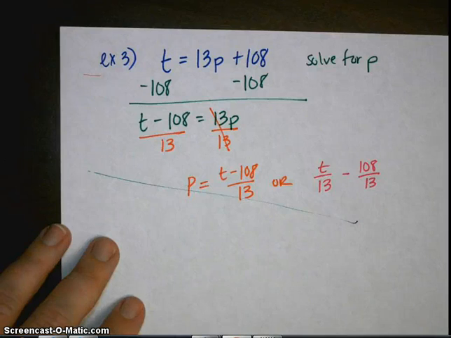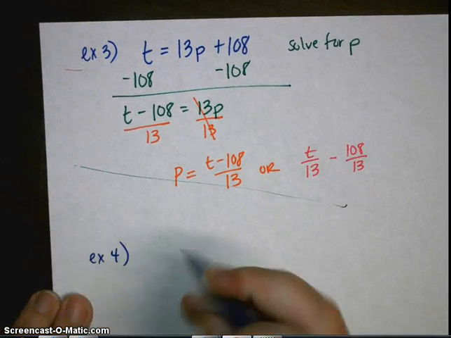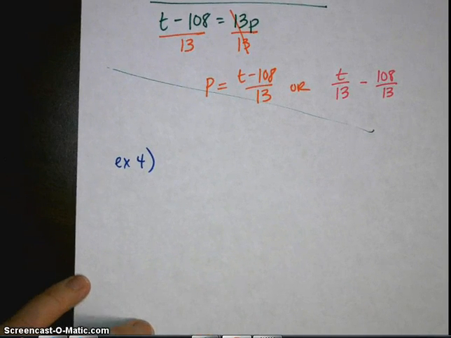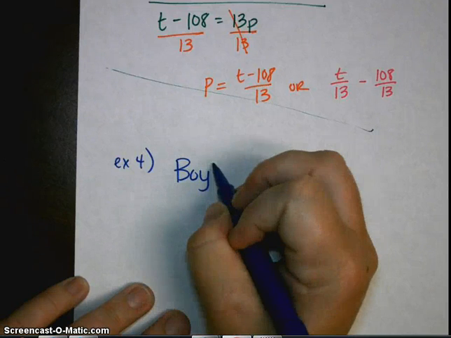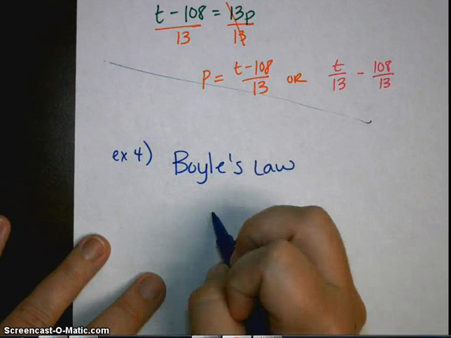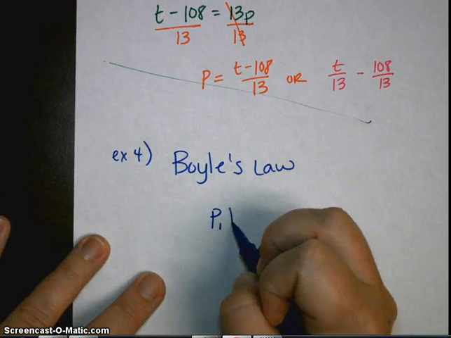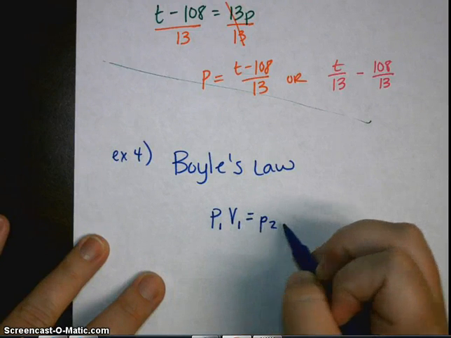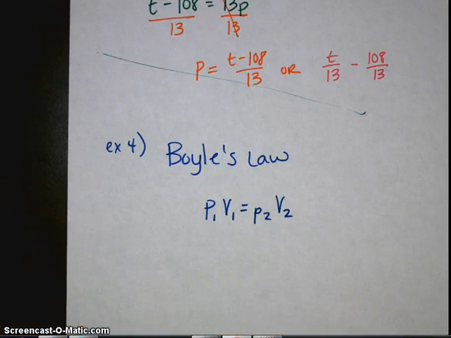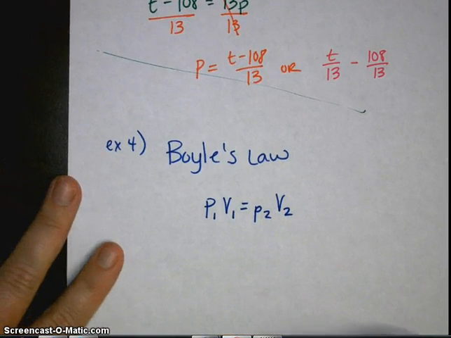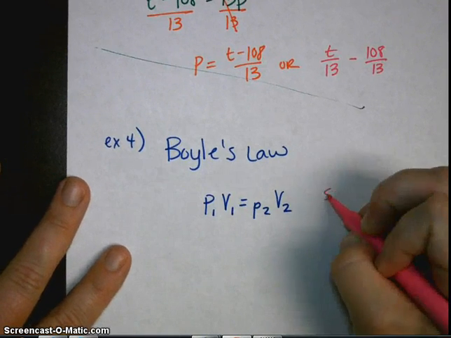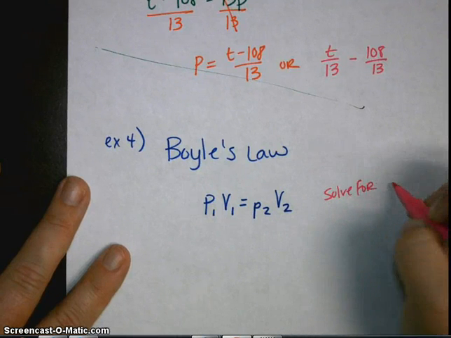And one final example, example 4. Let's take a look at another equation. It's called Boyle's Law. Again, it's used in science classes. So we have p sub 1, v sub 1 equals p sub 2, v sub 2. Again, those are not numbers, those are subscripts. So we're going to solve for v sub 2.